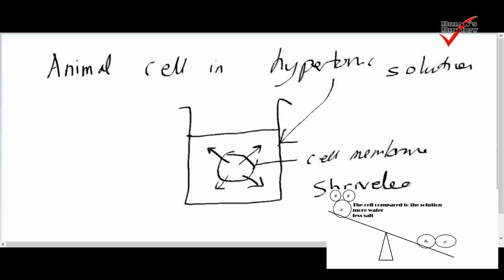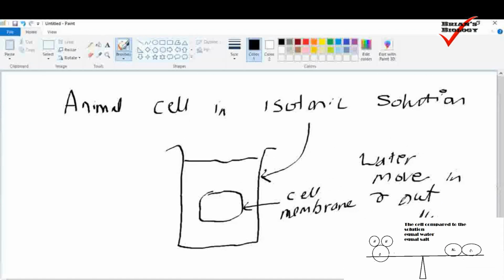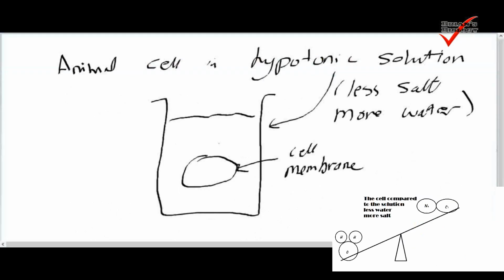Now what happens if we place an animal cell into an isotonic solution? Well, isotonic means equal levels of salt, so therefore equal concentrations of water, which means the amount of water moving into and out of the cell is equal. So what happens to a cell in an isotonic solution? Well, absolutely nothing.